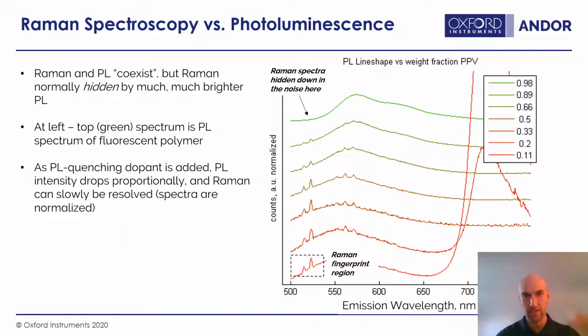It looks a lot like the ones that I showed before, a pretty broad photoluminescent spectrum with some structure typical of a conjugated organic. And you'd say, okay, so there's the photoluminescent spectrum. The Raman spectrum is there as well. It's buried, hidden down in the noise here. So Raman and photoluminescence always, or almost always, coexist, assuming there's photoluminescence. But Raman is normally hidden by much brighter photoluminescence.